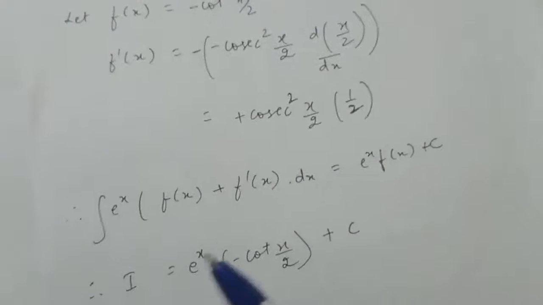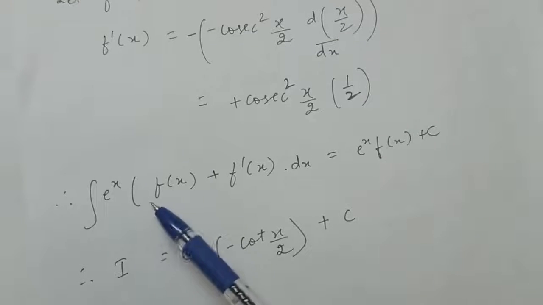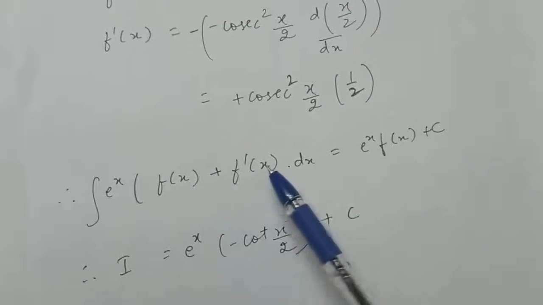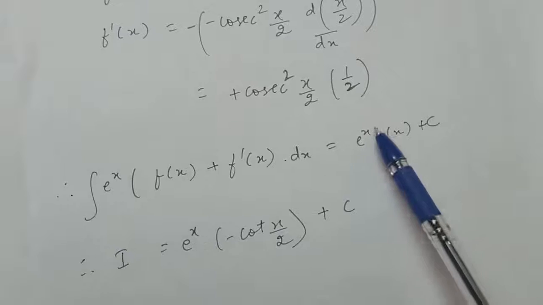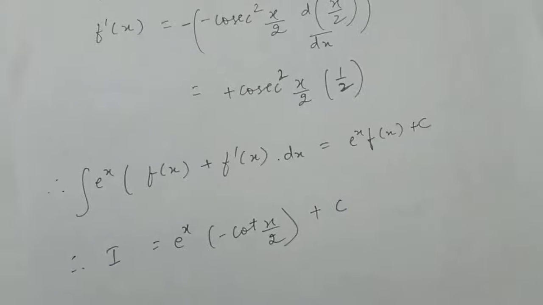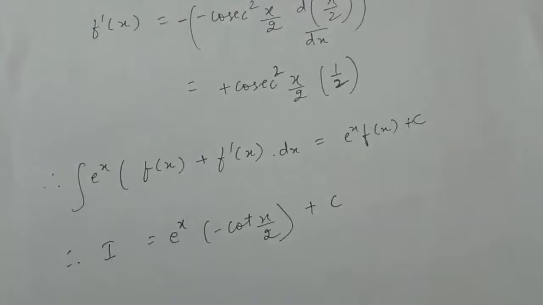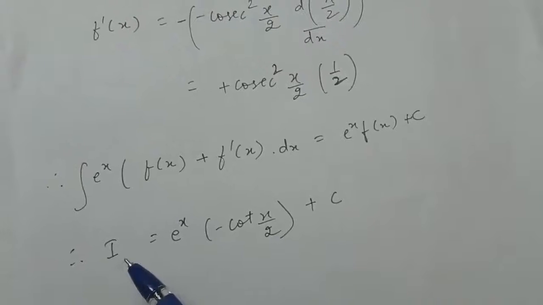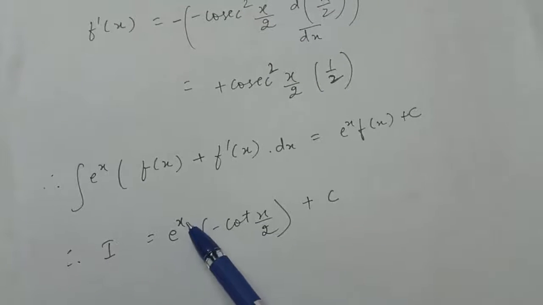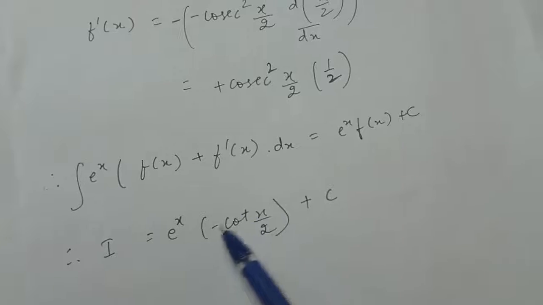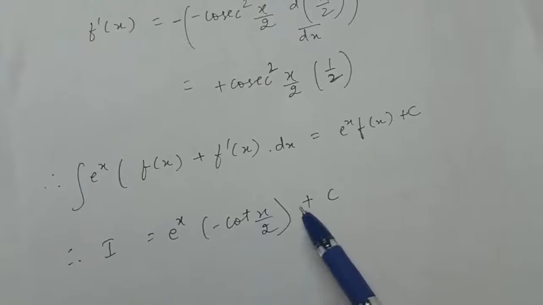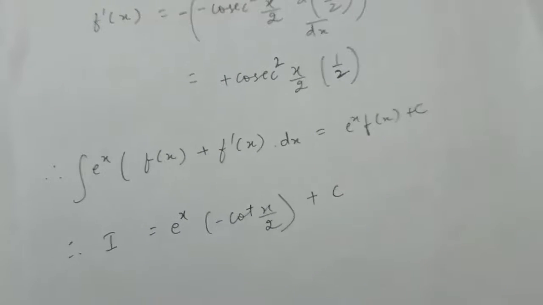Therefore this is the type of integral e raised to the power x into (f(x) plus f dash x), which is equal to e raised to the power x f(x) plus c. Therefore the given integral I is equal to e raised to the power x into f(x), which is this, minus cot x by 2, plus c.